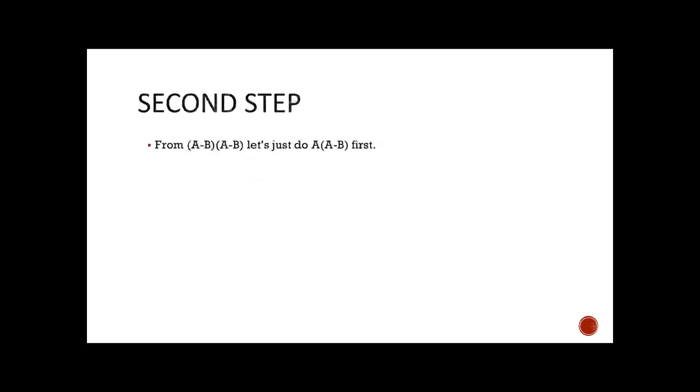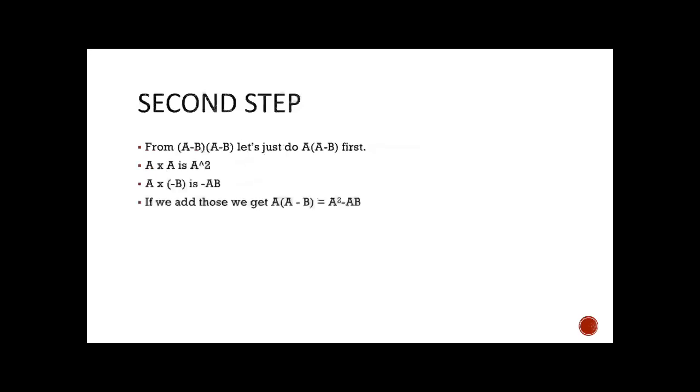From a minus b times a minus b, let's just do this in manageable, easy steps so we don't have to do it in our head a lot. So let's just do a times a minus b first. So a times a is equal to a squared. A times negative b is negative ab.